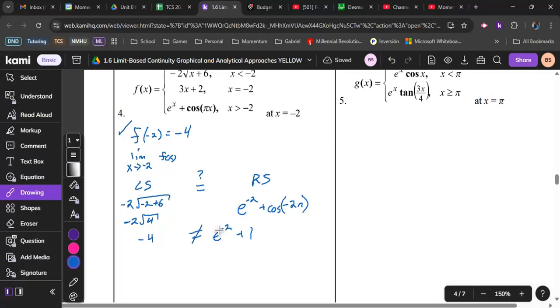All right. So once it fails one, you guys, you don't have to keep going. Listen, this is important, guys. I don't need you to say the third one. Okay? It failed the second one. I can immediately go to the conclusion. Therefore, f of x is not continuous at x equals -2. Okay?